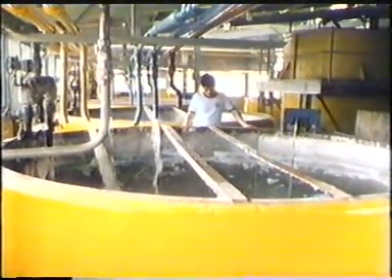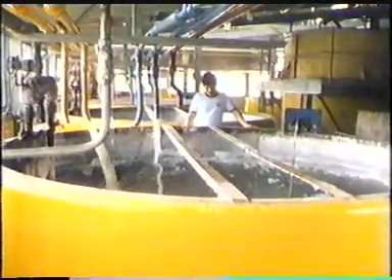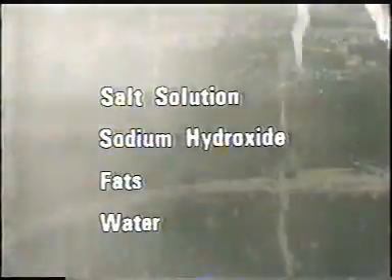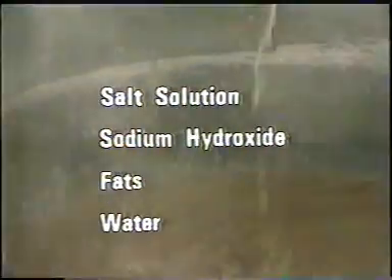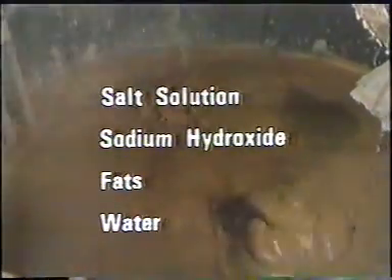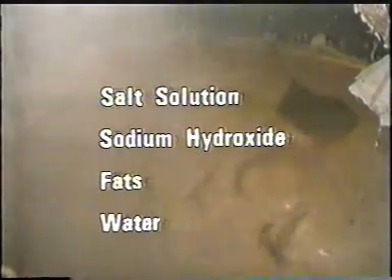This is the mixture tank. Salt, sodium hydroxide, and fats like palm oil, coconut oil, and tallow oil are the main ingredients used in soap making. The mixture is heated by steam. Every 4 hours, the impurities are drained out.